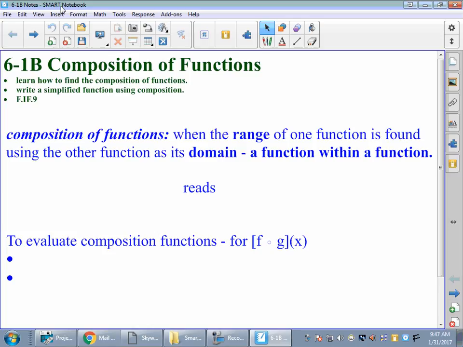It's when the range of one function is found using the other function as its domain. So you're plugging in one function into the other function. A good example of this would be when you go shopping and you have to apply a discount and then you have to apply sales tax. You would plug the original price into the discount function, figure out your new discounted price, and then you would use that price to figure out taxes. And so that would be a function within a function. It's a work in progress.